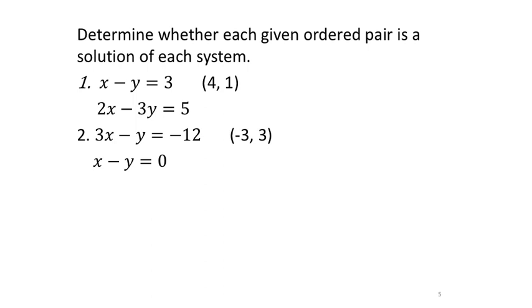So I'm going to start with x minus y equals 3. And I have my ordered pair here. I'll put it in green. So I can see the x value is 4 and the y value is 1. So in my equation, x minus y equals 3, I replace the x with 4, and then I replace the y with 1, because the x value is 4 in that ordered pair, and the y value is 1.